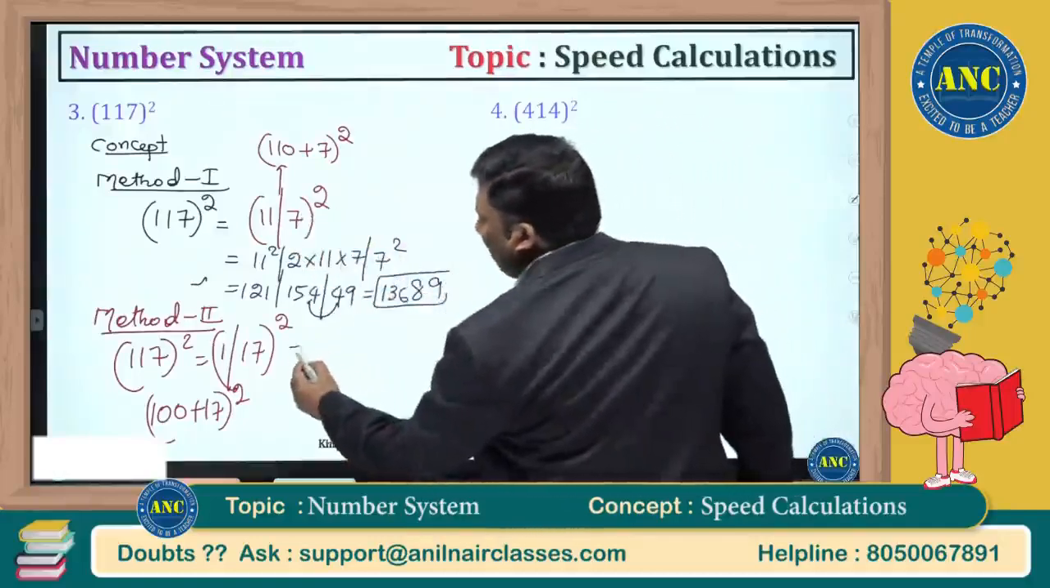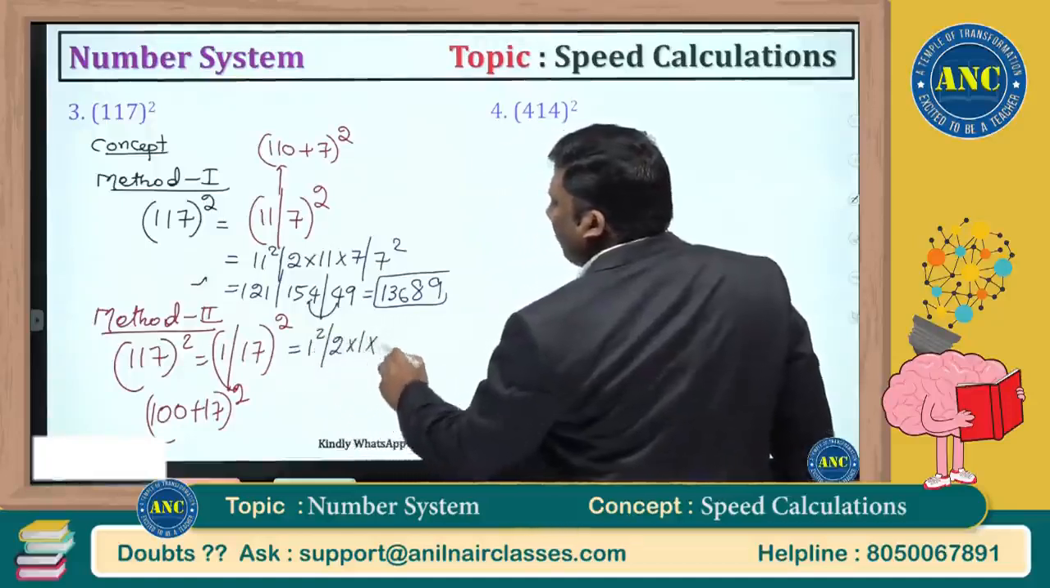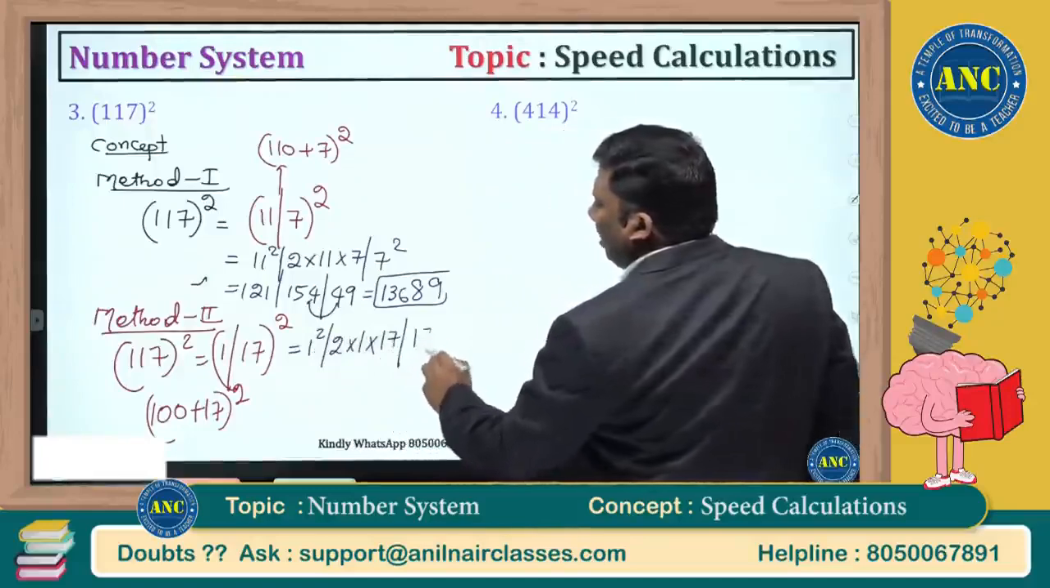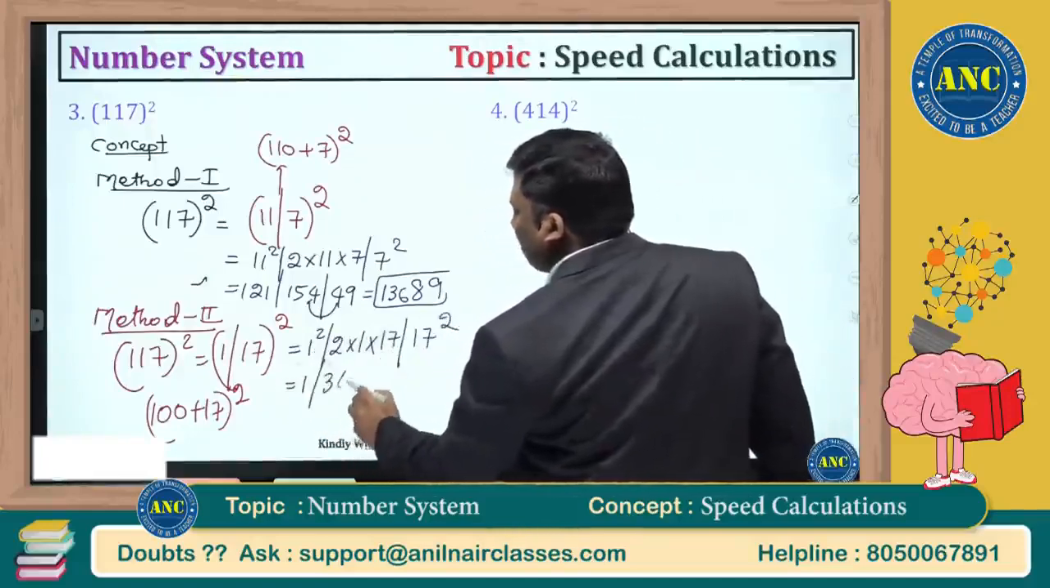It is nothing but A square. Next is 2AB, and next one is B square. These two 17s are 34.